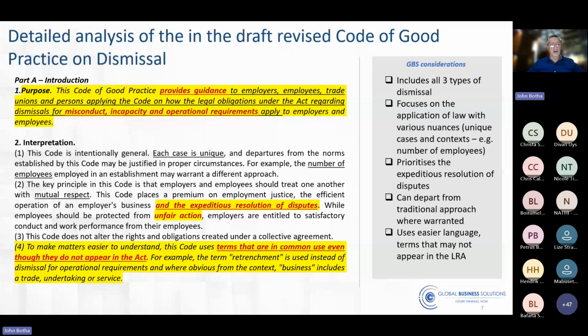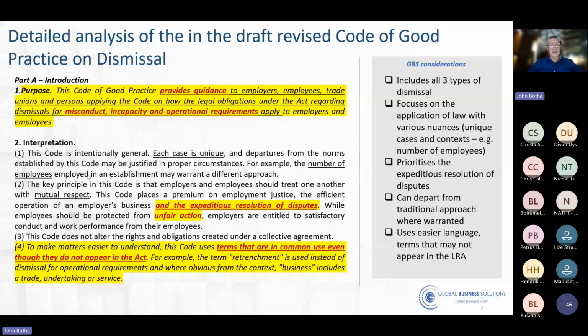But let's start off, colleagues, with the code of good practice. And we start off with part A, which is the introduction to the code. Now, remember, this covers misconduct, incapacity, and operational requirements, you'll see. So for the first time, we have all three, as I said earlier, in one document in the new look Schedule 8. And you'll see it provides guidance. In other words, it gives you insight, but it doesn't mean it's law of itself. You could have nuances and you could have certain deviations from this, but if you do, then make sure that it still complies with fairness.